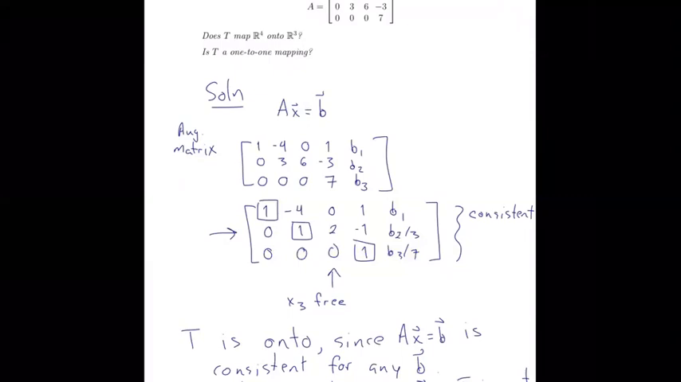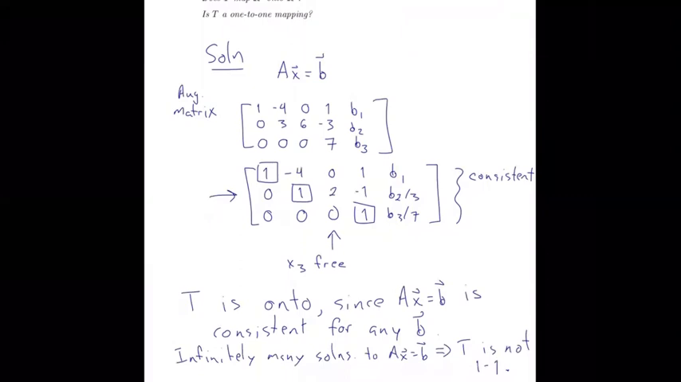Now, whether it has a unique solution or infinitely many solutions doesn't matter. We're consistent, which means that for any b vector we have over here, there's always going to be a solution x such that Ax equals b. In other words, we can always map an x onto any given b. So T is in fact onto.